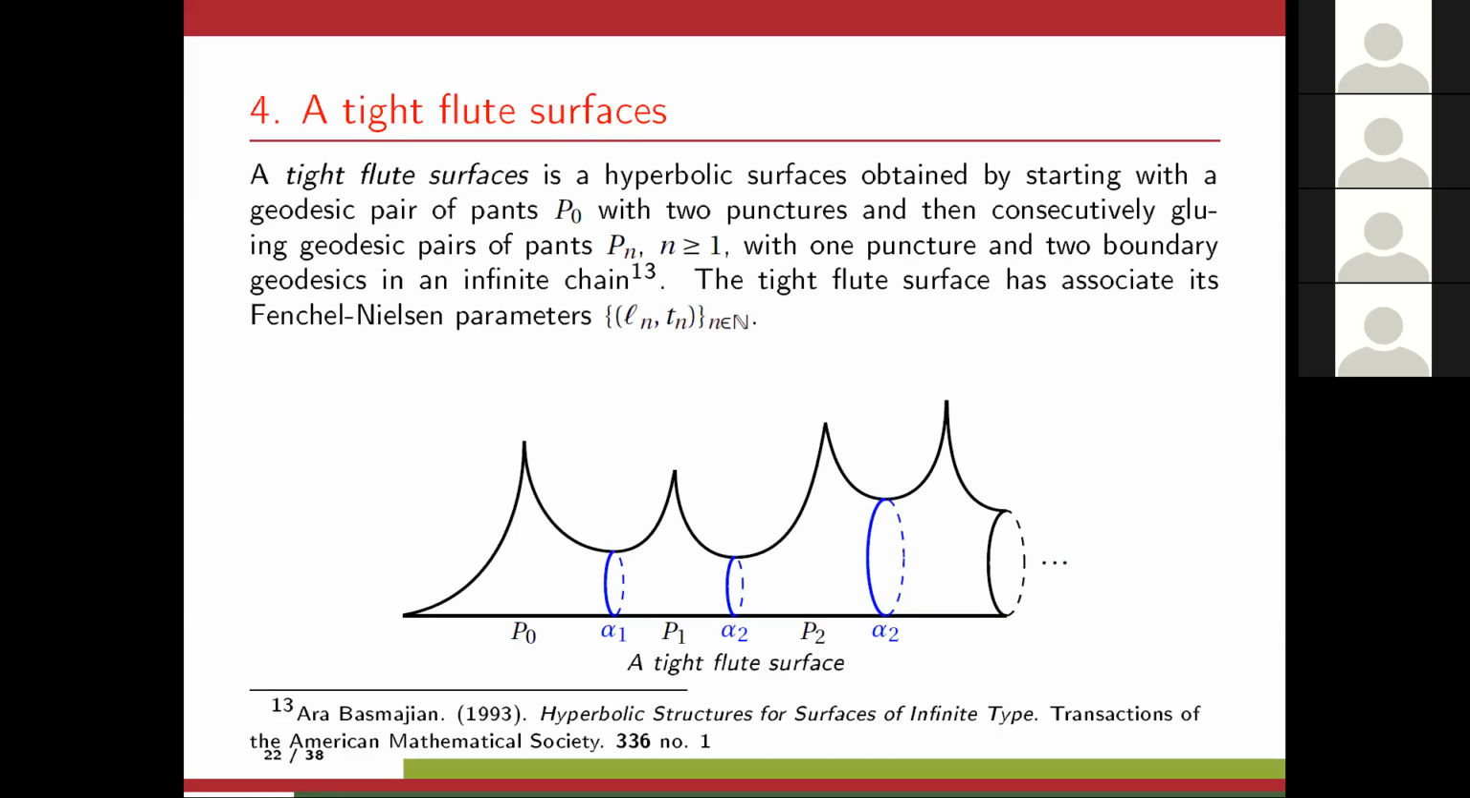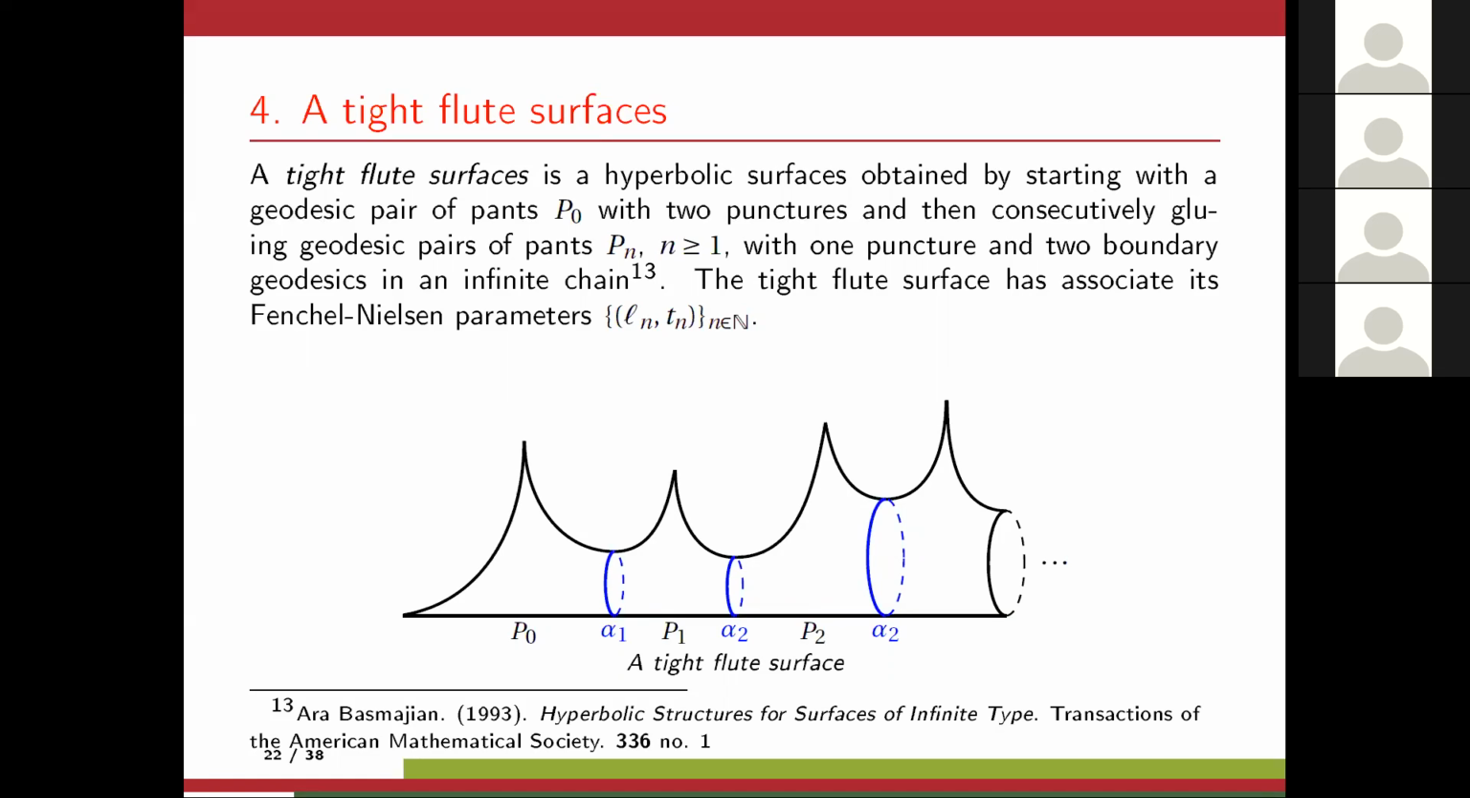A Type flat surface is a hyperbolic surface obtained by starting with a geodesic pair of pants P0, which has exactly 2 punctures. Then we consecutively glue a geodesic pair of pants P1, which has only 1 puncture, along the geodesic boundary. Then we put together the geodesic pairs of pants P1, each having only 1 puncture, and so on.